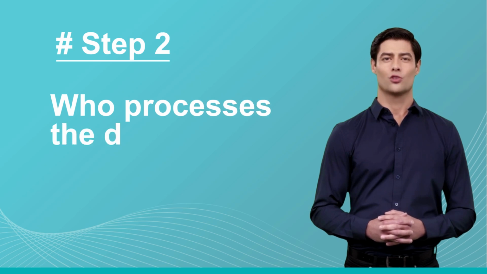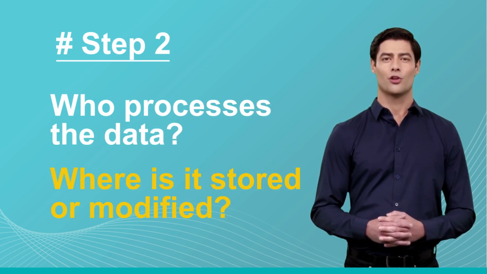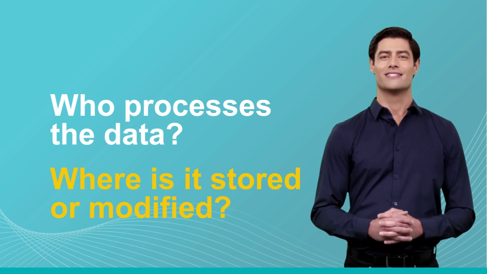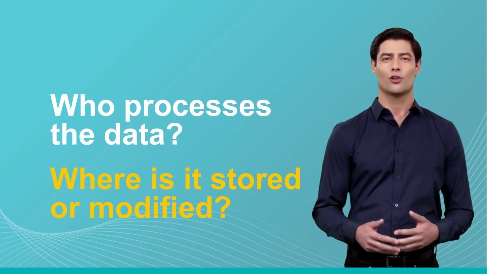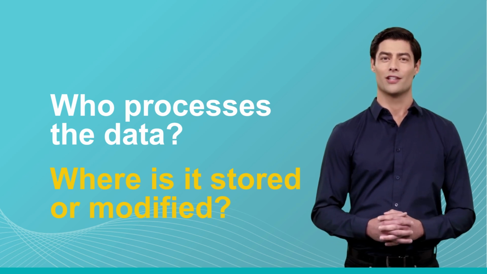Step 2. Track how data moves inside your system. What apps, departments, or processors access it? Is the data stored in a database, CRM, cloud service, or on-prem server? Also note if the data is altered or merged with other data.